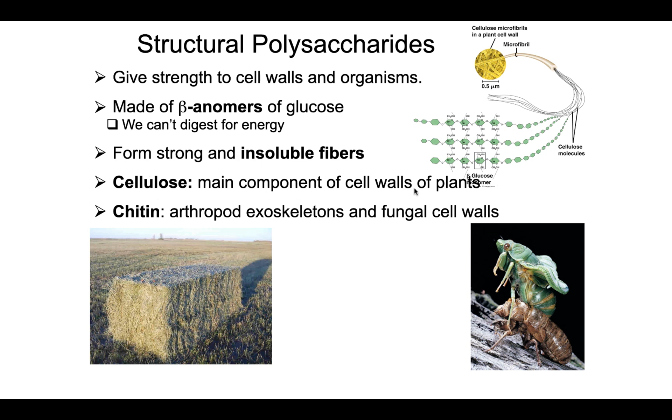Cellulose is the main component of cell walls of plants. So if you take a look at a bale of hay out there, it's pretty much 100% cellulose. Your t-shirt, pretty much 100% cotton cellulose. Chitin is another type of structural polysaccharide that's responsible for the integrity of the exoskeleton of insects and fungal cell walls. And both of these involve glucose monomers that are in the beta anomer. Okay, and that's why they have these unique properties. They won't dissolve in water and they're very tough.